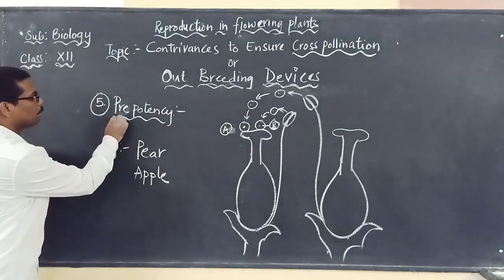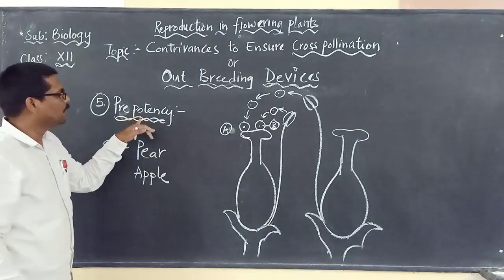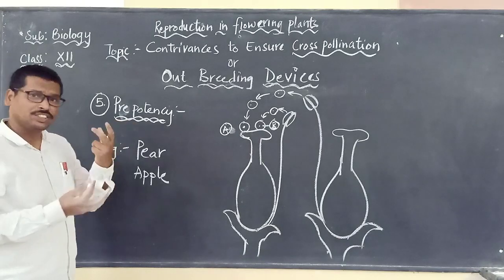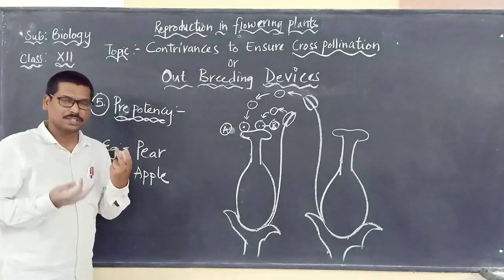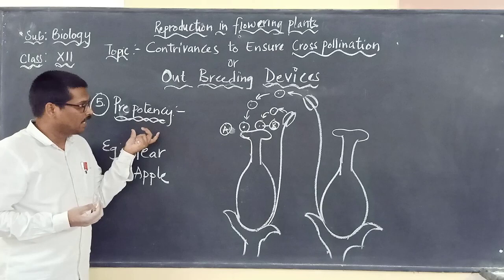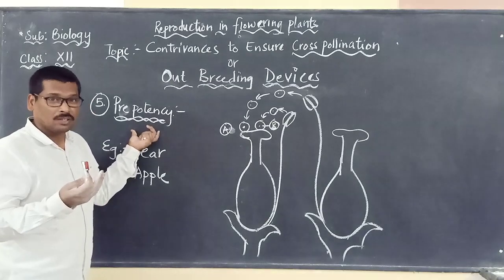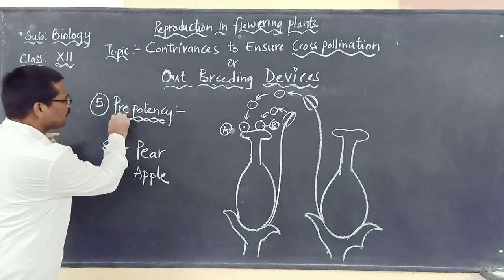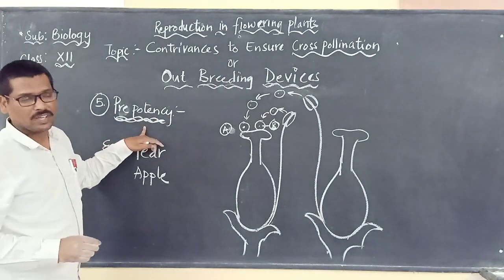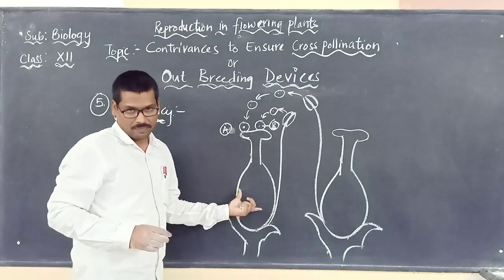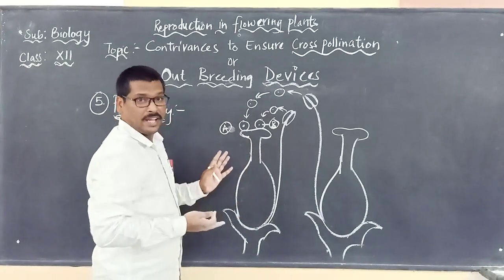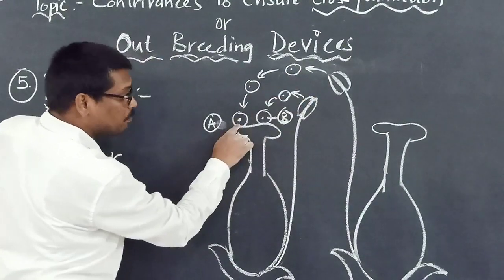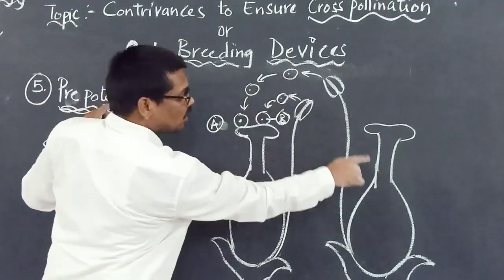So the next one is prepotency. If you are looking at the prepotency, this is another adaptation that is shown by the hermaphrodite flowers, means bisexual flowers, where they will prefer cross-pollination than self-pollination. So what do you mean by prepotency now? Prepotency means if you are taking a flower, it will show the pollen grains of another flower to germinate more rapidly. The pollen grains of another flower.